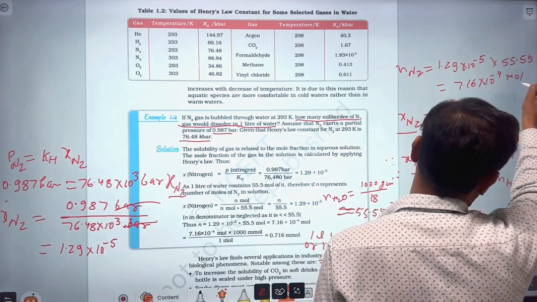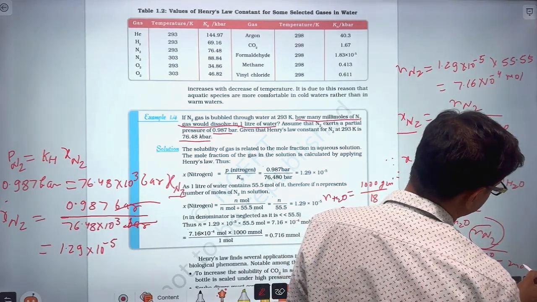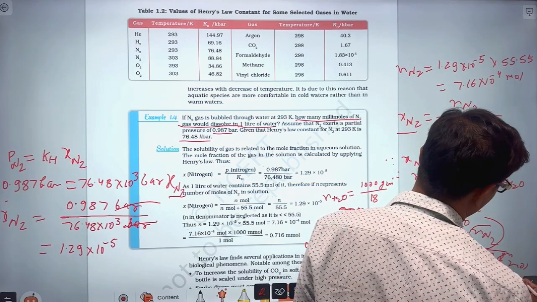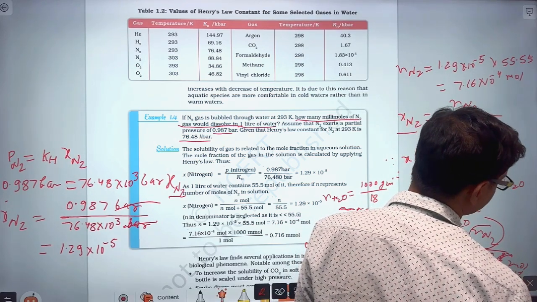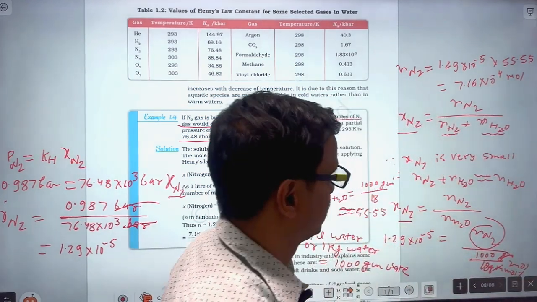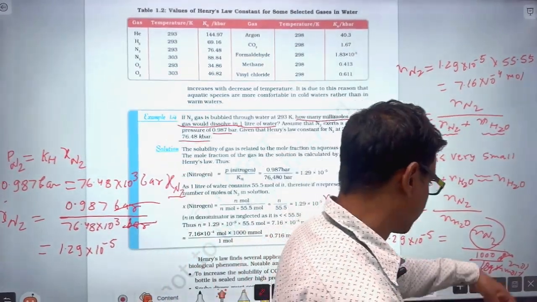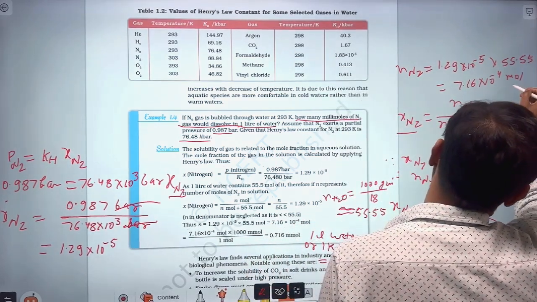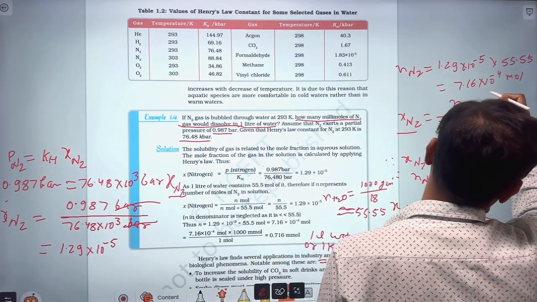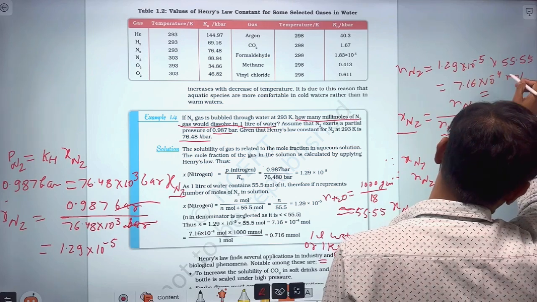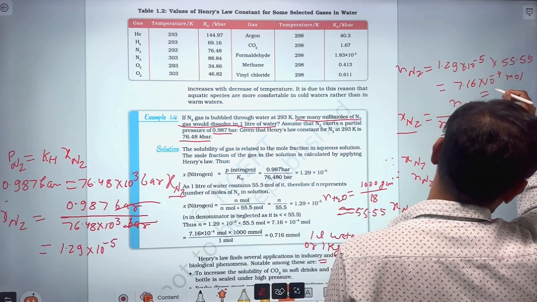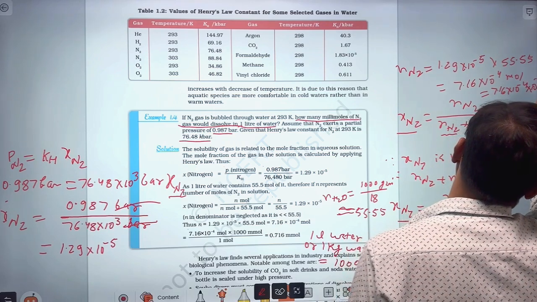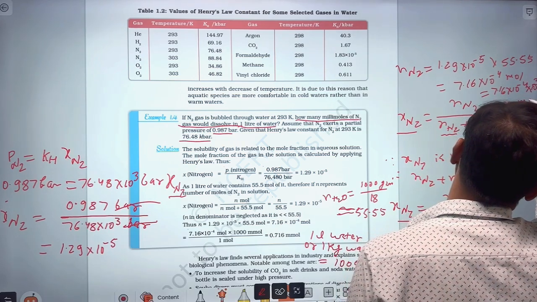That much mole. It is mole here also, because that is gram and it is gram per mole. Gram will cancel out, so mole will come in the numerator. So 7.16 into 10 power minus 4 mole. And in terms of millimole you have to find it out. So you will have to multiply by 10 to the power 3. That much millimole.